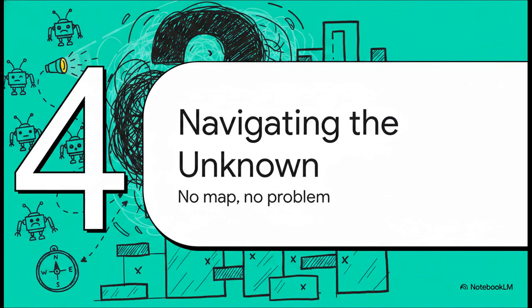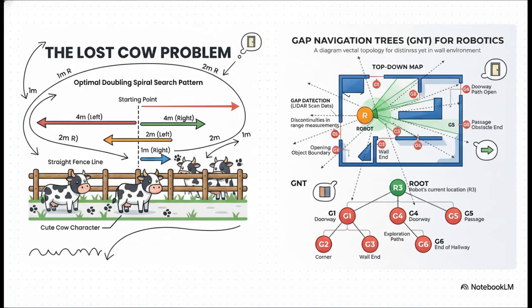Now, everything we've talked about assumes the robot has a perfect map of its world. But what happens when it doesn't? What if you drop it into a brand new place it's never seen before? How does it get around when it's basically flying blind? Well, there are some pretty brilliant tricks for this.